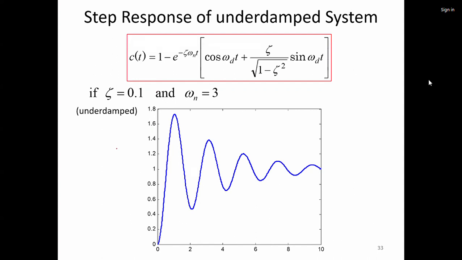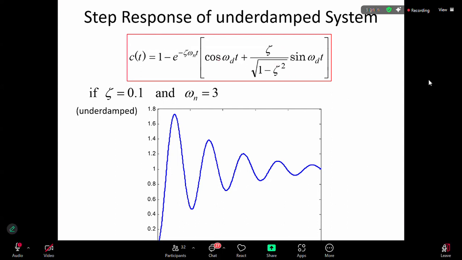Now when ζ is non-zero but has a value between 0 to 1, let's say you take a ζ of 0.1 and omega n as 3, and with these inputs, if you plot, x-axis is your time, y-axis is your response, which is c of t. So initially, when time t equal to 0, this is 0, right? Because at time t equal to 0, this will be 1, and so 1 minus this term, this is 1. So 1 minus 1 becomes 0. So basically you have 0.